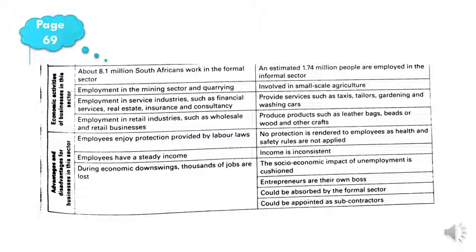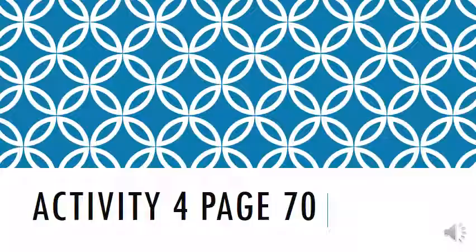Could be absorbed by the formal sector, meaning the formal sector can get them if the owner of the business decides to register the business, and they could be appointed as subcontractors, meaning the formal sector can make use of the informal sector and pay them a fee for that.